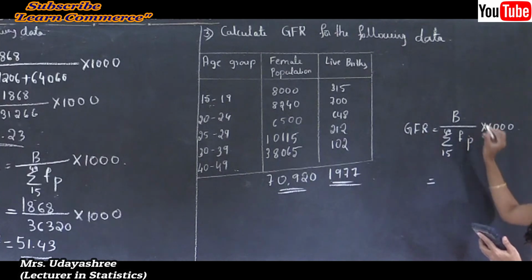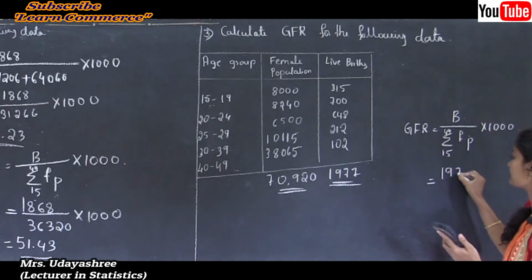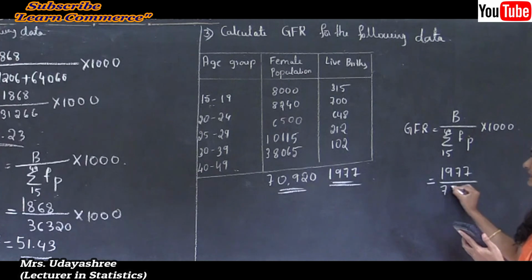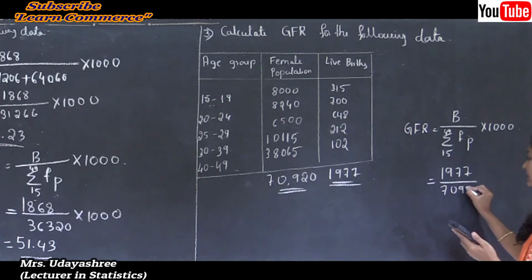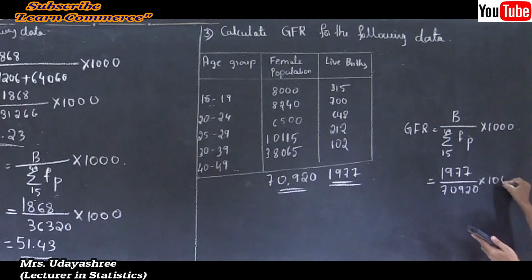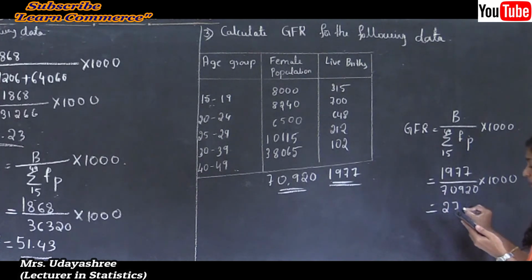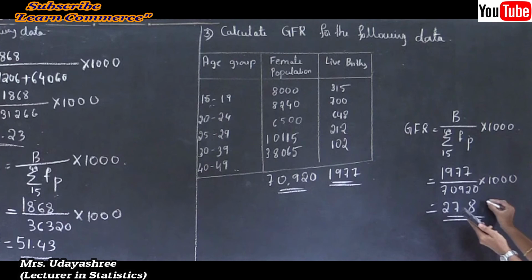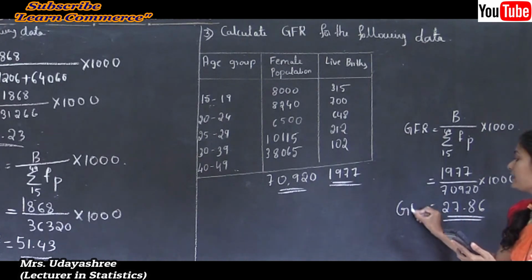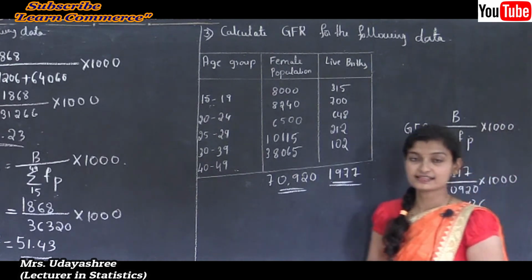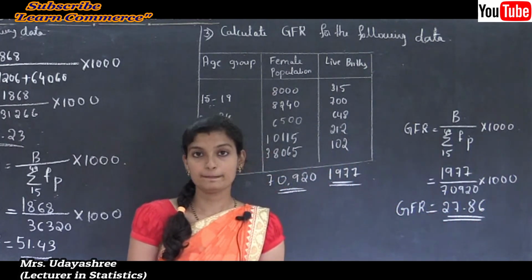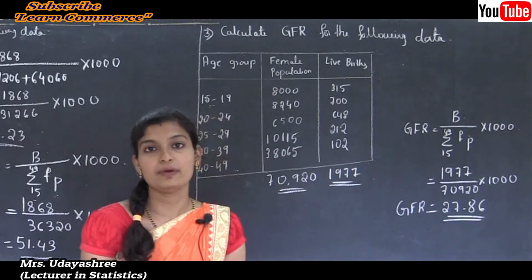So this is equal to B, that is 1977, divided by 70,920, into 1000. Okay, this is equal to 1977 divided by 70,920 into 1000, that is 27.86. Okay, here GFR is 27.86, in the sense 28 births per women of childbearing age.